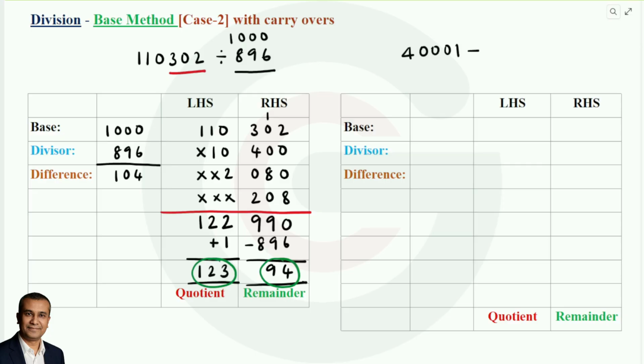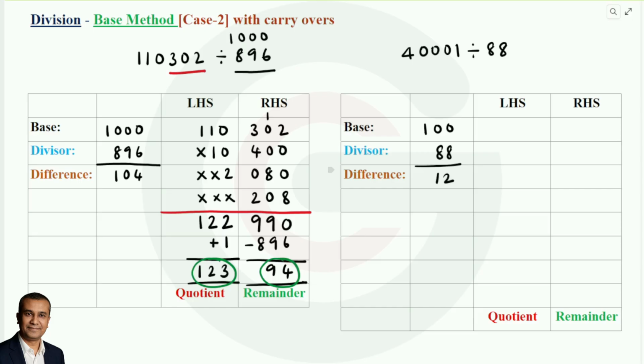40001 divided by 88. Now here 88 is having 2 digits. So therefore the base will be 100. 88 is closer to 100. Next write the divisor here, 88. 100 minus 88 will give us 12.